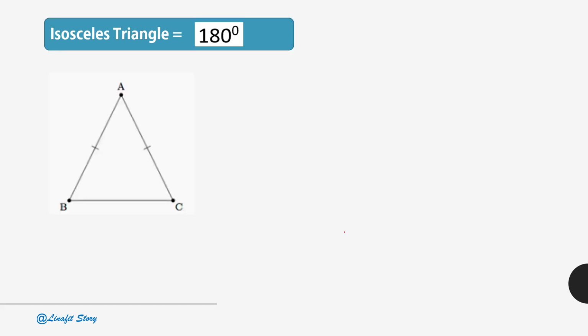Isosceles triangle. Remember, the sum of angles of a triangle is 180 degrees. An isosceles triangle has two equal sides. The angles opposite the equal sides are equal. So let's say this is 50. So angle C must be 50. Then how to get angle A? So to get A is 180 degrees minus 50 minus 50 equals 100 degrees.